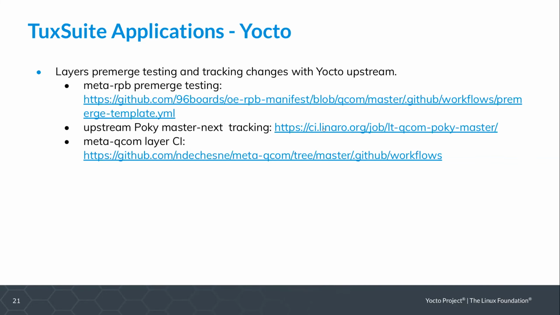Nico set up a Jenkins job as well, which is tracking the Poky master-next builds as such. Whenever there's an update, it'll trigger around 13 builds and give the results. Nico's done more work with the Meta Qualcomm layer as well. There are multiple different workflows published there, which describe pre-merge testing as well as branch-specific builds. So you guys can have a look, and how TuxSuite can be integrated with Yocto can be seen with these examples.